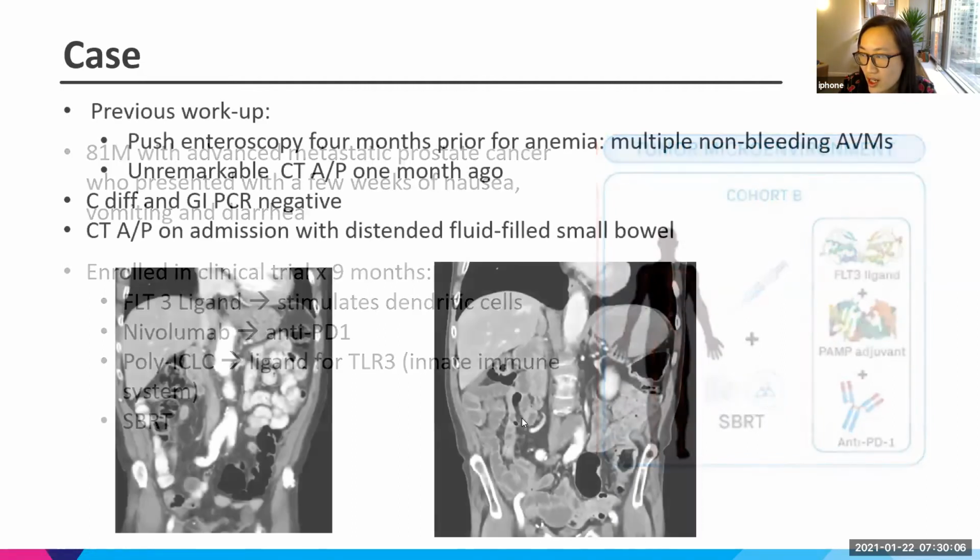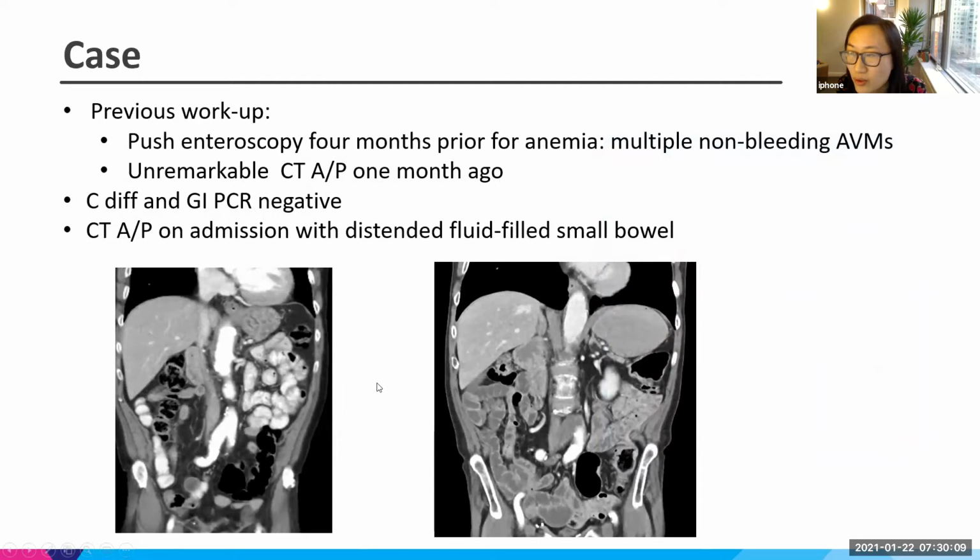So this gentleman has actually had multiple imaging studies and a previous scope in the past few months. Four months prior, he had a push enteroscopy for anemia and was found to have multiple non-bleeding AVMs. He also had an unremarkable CT abdomen pelvis 1 month ago. This is just a representative coronal screenshot. On admission, he had a C. diff and GI PCR checked, which were negative. His ESR and CRP were non-specifically elevated to the 30s and 50s respectively.